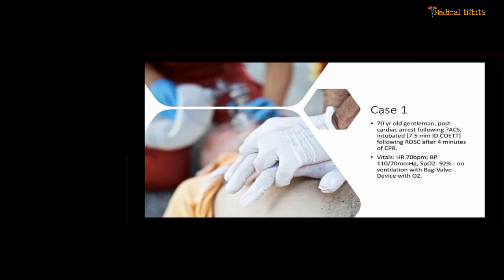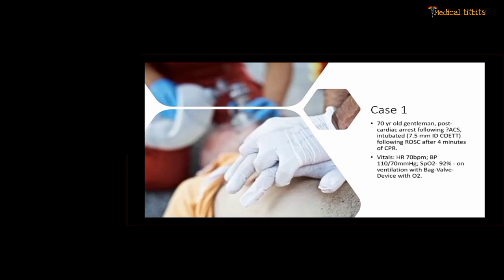You look at his vitals. His heart rate is 70 beats per minute. ECG rhythm is showing sinus rhythm with occasional ectopics. Blood pressure is maintained around 110 by 70 millimeters of mercury, and saturation SpO2 hovering around 90 to 92%. Presently, he is being ventilated with a bag valve device with oxygen supplementation by your colleague.